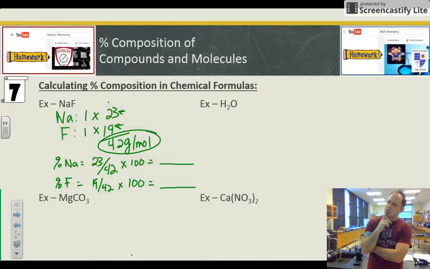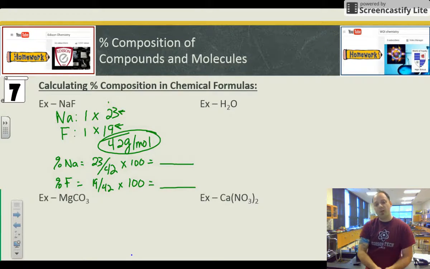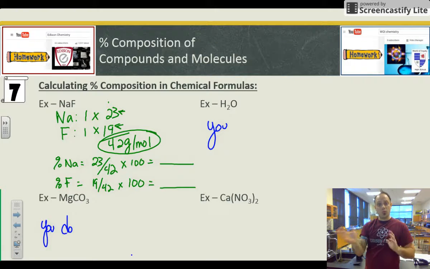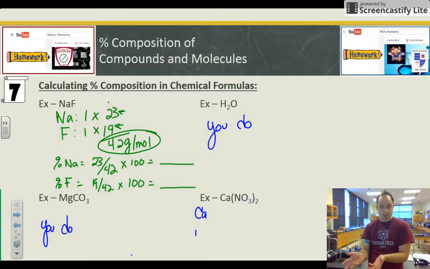Mr. Milks, should these two percentages add up to 100? They should always add up to 100. So check your work, your math, and your order of operations by adding up all your percentages. If they don't equal 100 or 99.9999, then you know you've made a mistake. Now, we want you to do water, H2O, and magnesium carbonate, because these ones don't require any parentheses or any distribution of subscripts. We're going to do the calcium nitrate with you, because I know that not everybody's got distributing the subscript yet.